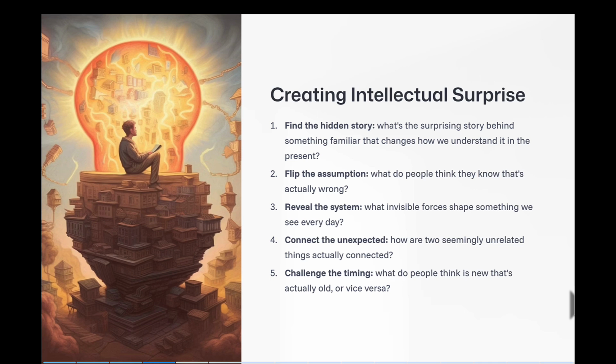So like, what are the invisible forces shaping something we see every day that we don't realize, or that we're not aware of? Fourth, you could connect to the unexpected. So how are two seemingly unrelated things actually connected? And fifth, challenge the timing. So what do people think is new that's actually old, or vice versa? All of these are great strategies to try to create intellectual surprise. But again, I'm gonna emphasize, I think this is probably the most important one, because if your topic is boring and dry, I'm just not gonna pay attention.